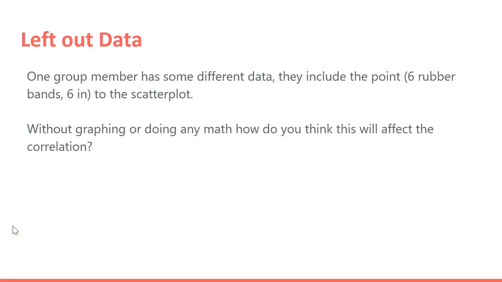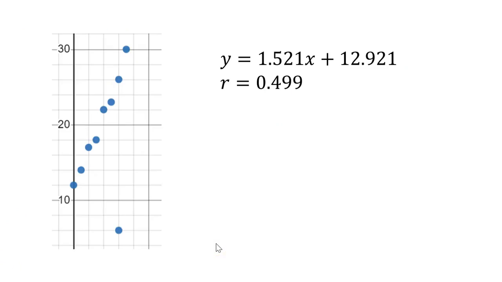All right, and then one group member has some different data. They're like, wait, no, I have 6 rubber bands being 6 inches. Okay, how do you think that is going to affect our correlation? For this one, I took out the 15, 49 and went back to the original data, and I added in 6, 6. As you can see, this is an outlier. It does not fit the pattern of the rest of my dots.